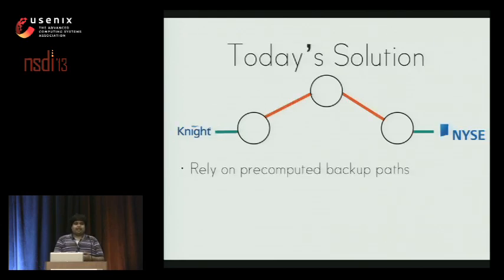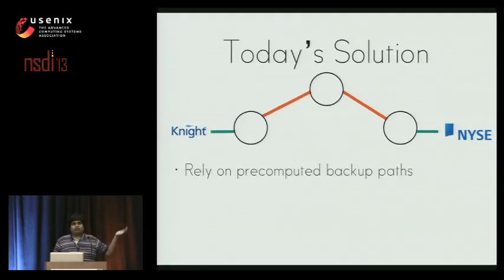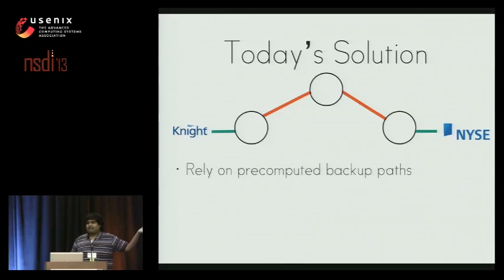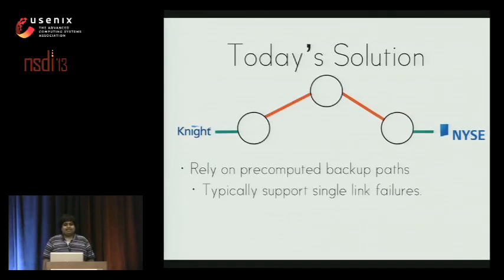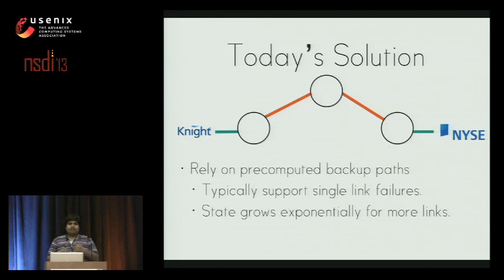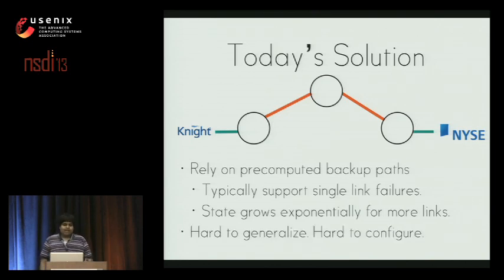And ISPs today deal with this using pre-computed backup paths. So for instance, they'd use MPLS fast reroute to do this. One of the problems with backup paths is that typically current solutions support a single link failure. And if you wanted to expand to supporting a larger number of links, the state required grows exponentially. So it's actually pretty expensive to set things up for this. And what that means is that it's pretty hard to generalize this sort of approach.